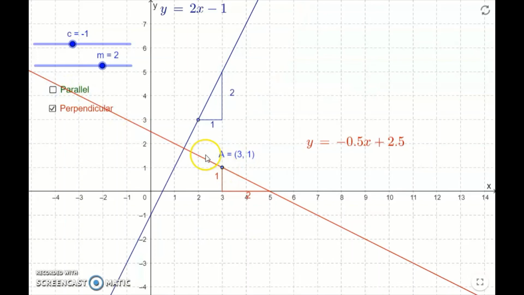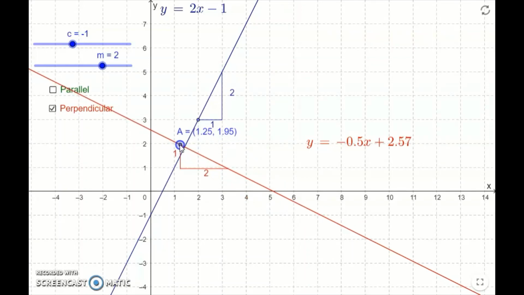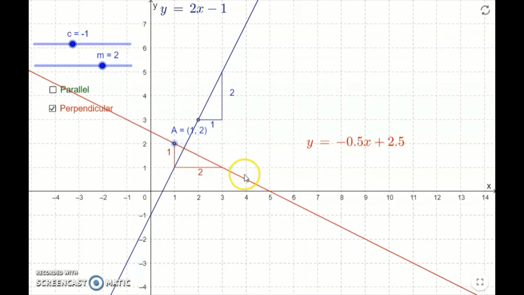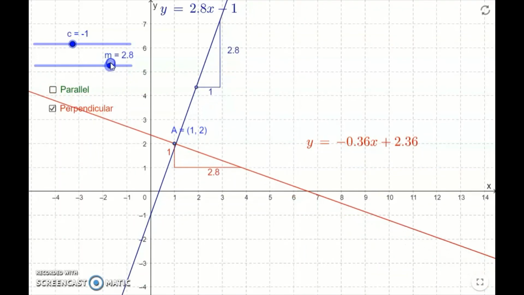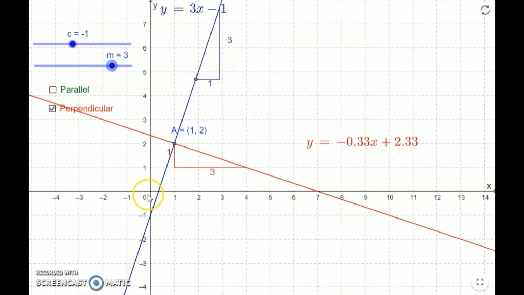and this is a line perpendicular, at right angles, to the original y equals 2x minus 1, but it has a rise of -1 and a run of 2. Maybe we can see that more clearly if I move this over here. And therefore the slope is -1/2. If I change the slope, we can see that here we have a slope of 3, and here we have a slope of -1/3.